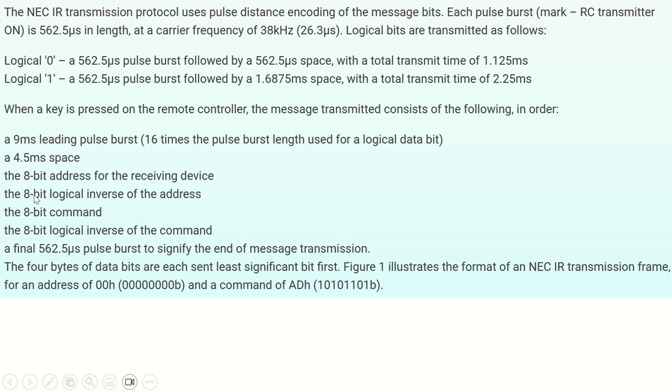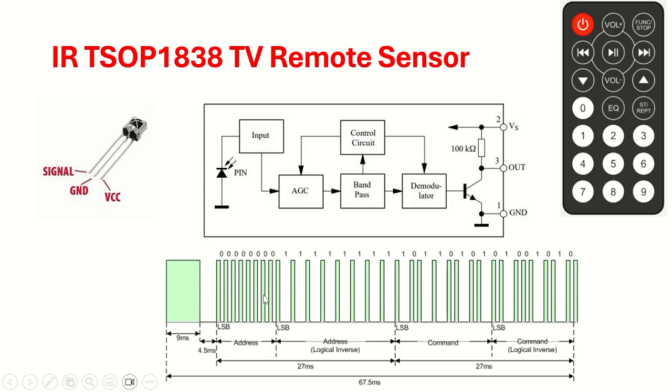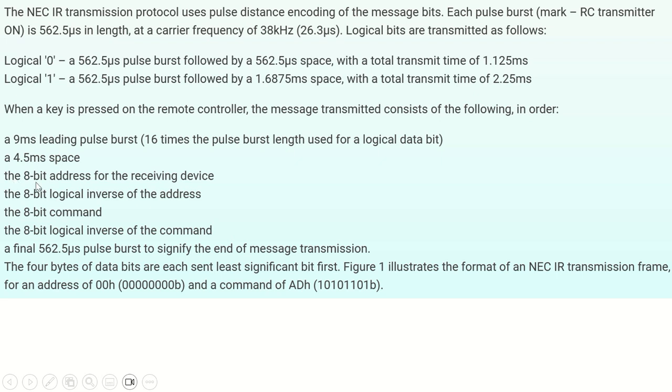Then how many bytes are transmitted in total? 4 bytes: 8 bit, 8 bit, 8 bit, 8 bit. This is the first 8 bit, second 8 bit, third 8 bit, fourth 8 bit. So what do they have? This is the address, right? Address of the receiver. And then the same address is logically inverted, means complementary, means 0 will become 1, 1 will become 0. So 8 plus 8, 16 bits represent the address.